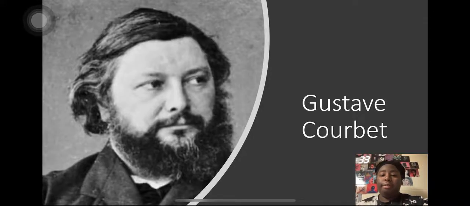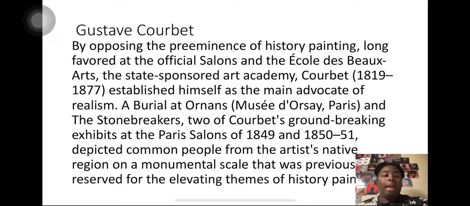This is Gustave Courbet. By opposing the preeminence of history painting, long favored at the official salons, the École des Beaux Arts, the state-sponsored art academy, Courbet established himself as the main advocate of realism. A Burial at Ornans and The Stonebreakers, two of Courbet's groundbreaking exhibits at the Paris Salons of 1849 and 1850 through 1851, depicted common people from the artist's native region on a monumental scale that was previously reserved for subjects of history.